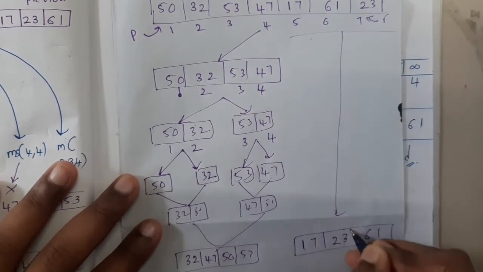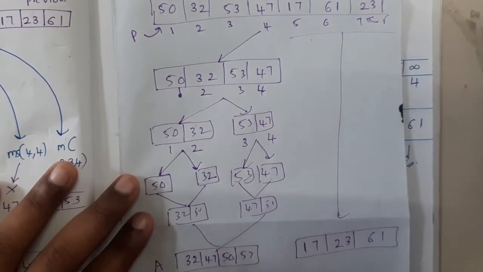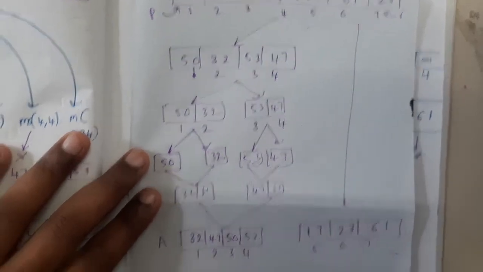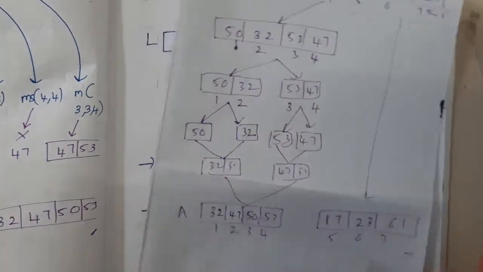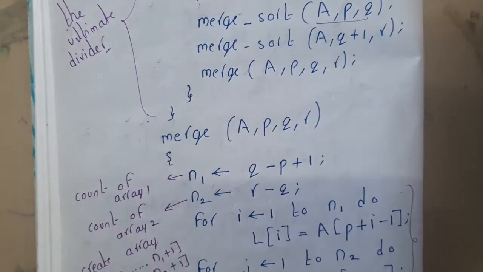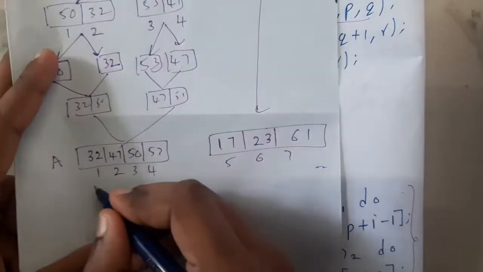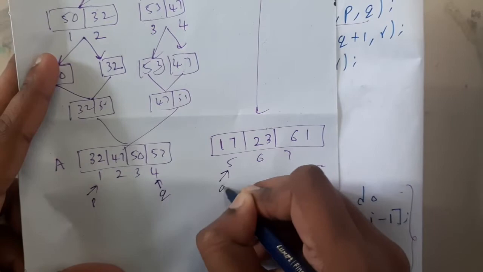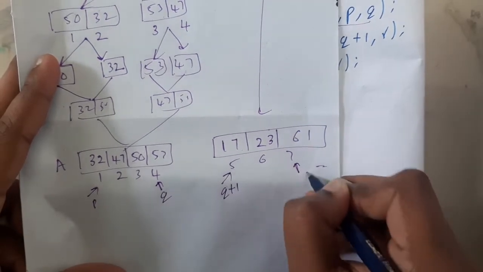So now this is our array, guys. This is 1, 2, 3, 4, 5, 6 and 7. Got it? So now we have the array, right? Now once you call a merge, this is nothing but P, this is nothing but Q, this is nothing but Q plus 1, this is nothing but R, guys.